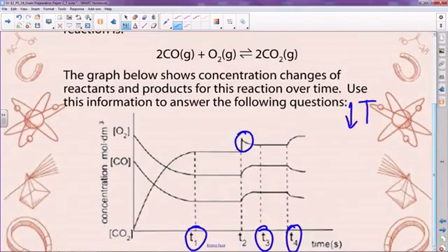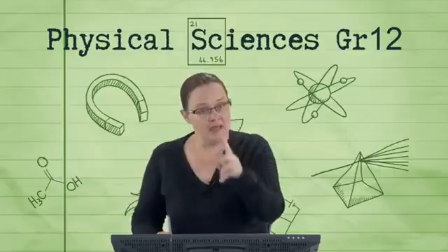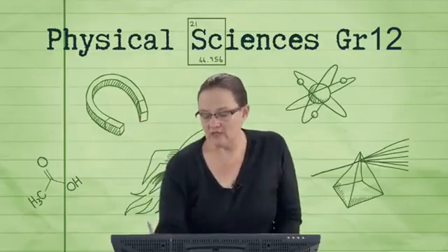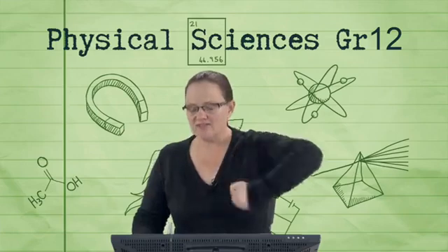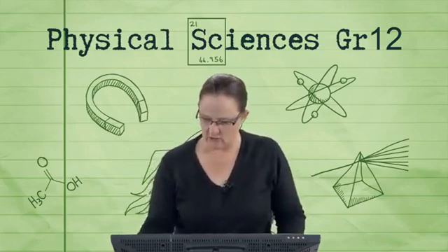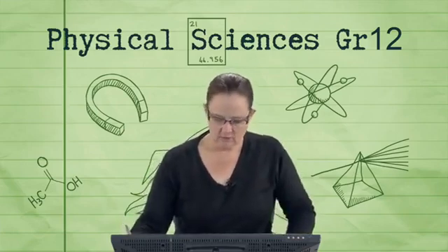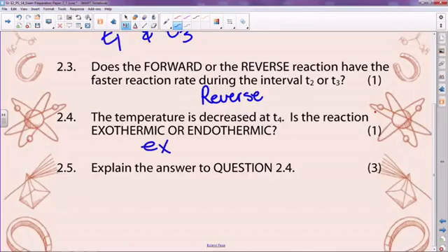The temperature was decreased, and we look at our graph: the temperature decrease favored making product. That means I favored the forward reaction. And remember, when I decrease temperature, I always move towards the exothermic reaction. So if by decreasing temperature I make more product, that means the forward reaction, making product, is the exothermic reaction. So here, is it exothermic or endothermic? Well, it's exothermic.